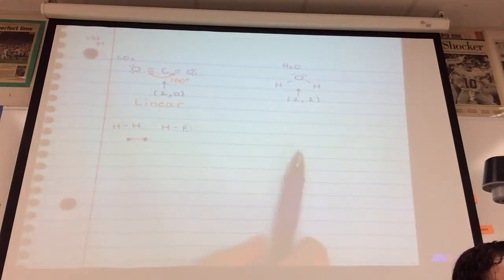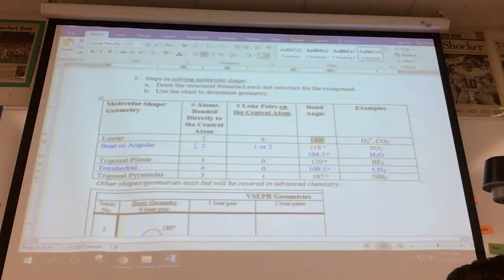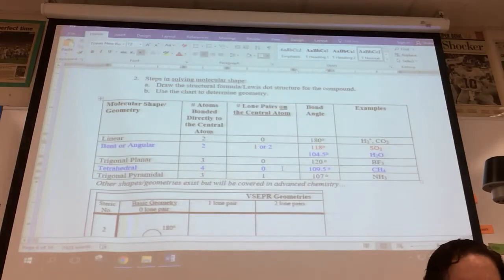The next shape is going to be bent or angular, and in this one, you can have two atoms bonded to the central atom, and you'll either have one or two lone pairs on the central atom. They have different bond angles. This one's a little bit tricky. I'm not going to ask you that one. But the 104.5 is what you would see with water. I'll draw them both for you here.